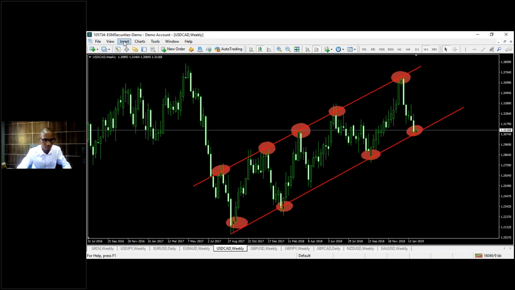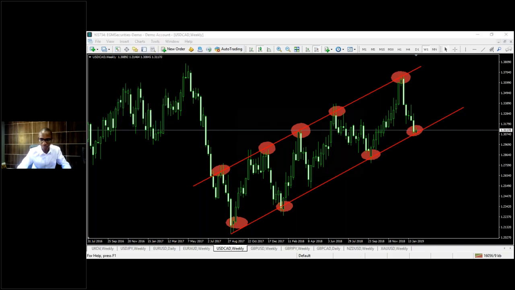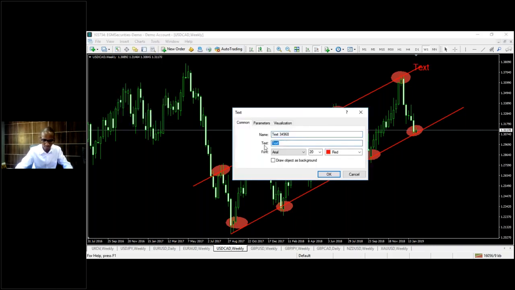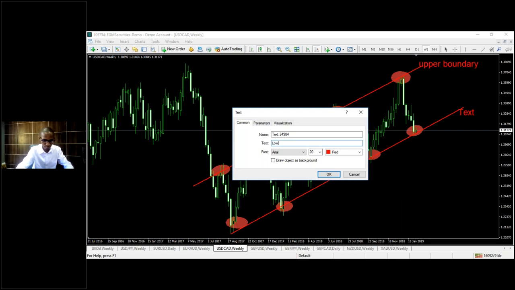I'm just going to indicate this. This is the upper boundary. This is the upper boundary right there. Then, of course, this is the lower boundary. This is the lower boundary.